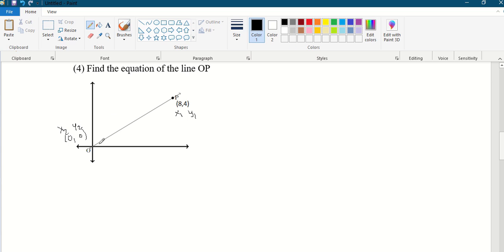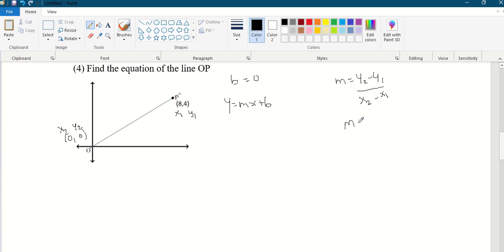The line crosses the y-axis at 0, so the y-intercept, the b value, will be 0. So our equation is y equals mx plus b, where b is 0. m is the slope, so we can find m by y2 minus y1 over x2 minus x1.